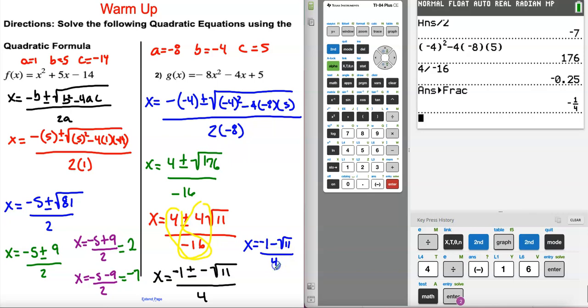and then my other solution is x is equal to negative, this time minus a minus is going to make a plus, so plus the square root of 11 divided by 4. But in all honesty, I probably could keep it written like this, but I just wanted to show you guys these are your two solutions if you were to graph it. Okay, so let's move on.